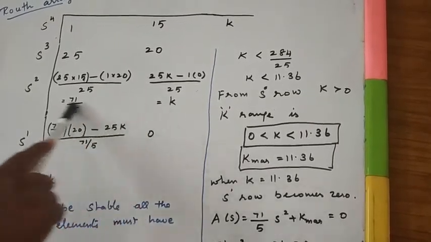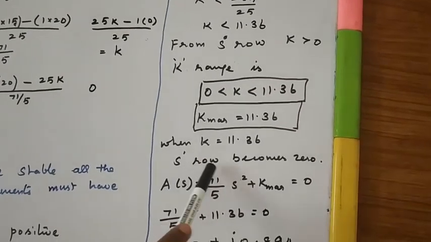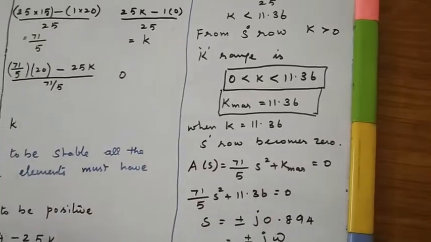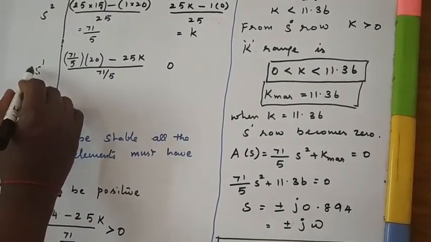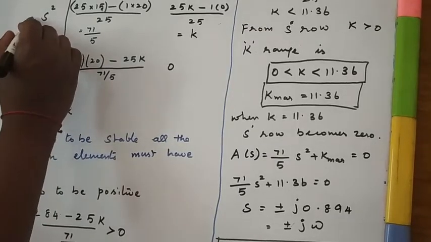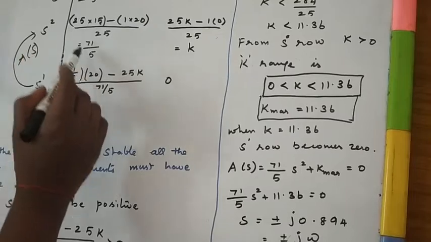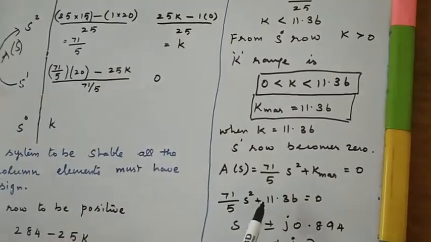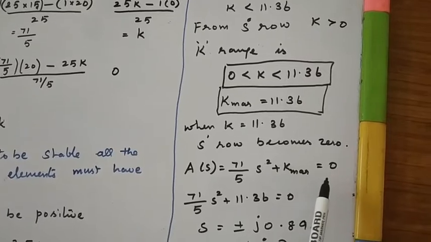The s to the power 1 row can become a row of zeros. When the s to the power 1 row becomes a row of zeros, how do we get the auxiliary equation? We get the auxiliary equation from the row just above the row of zeros. From here I will get the auxiliary equation. So A(s) is 71 by 5 s square plus k marginal, which is equal to 0.